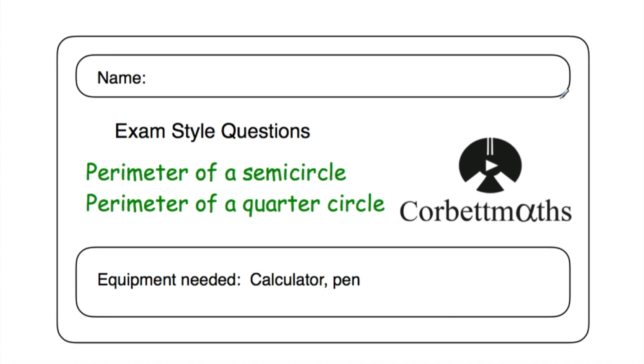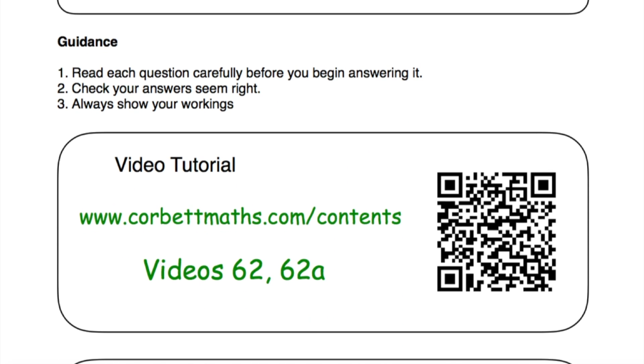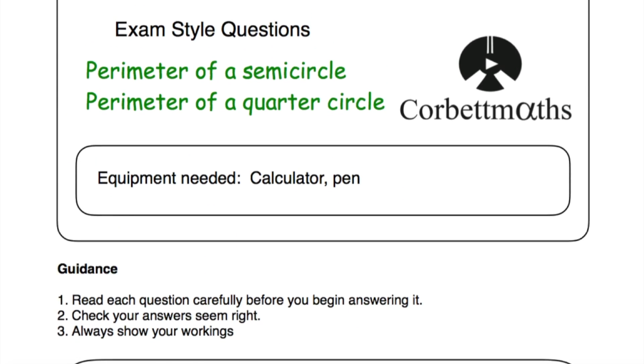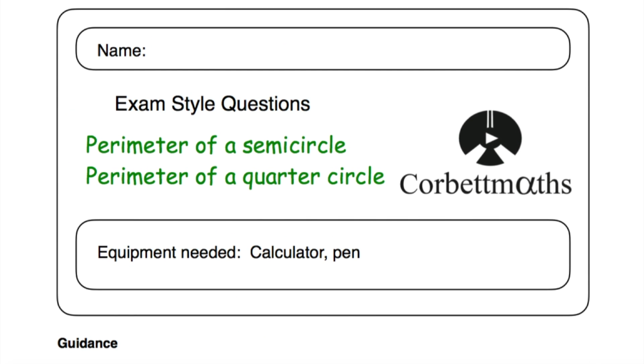In this video, we're going to go through the video solutions to the perimeter of a semicircle and perimeter of a quarter circle practice questions on Corbettmaths. If you need any extra help on either of those topics, go to corbettmaths.com/contents and scroll down to video number 62 and 62a, where there are video tutorials on how to find the perimeter of quarter circles and semicircles. But in this video, we're going to focus on the video solutions to the practice questions, so let's get started.